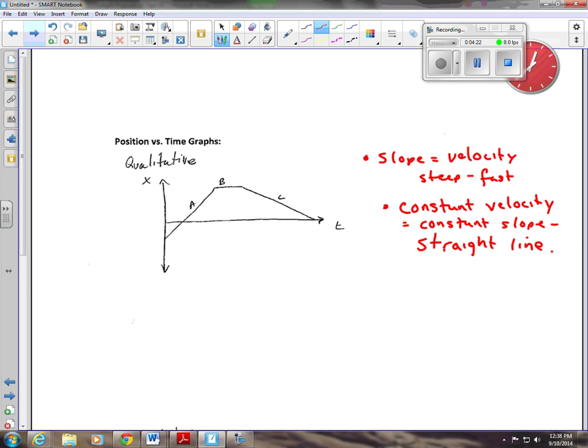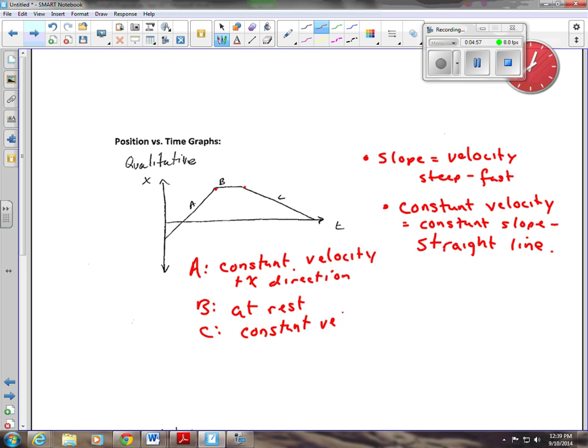So now let's describe the motion for each one. A is a constant velocity in the plus x direction. All right. Then B, its position is staying the same. The slope is 0, so we can say that it is at rest for that part. And then for section C, we can say that it is a constant velocity. So it's a straight line in the minus x direction. It has a negative slope, so that means it's going in the negative x direction.